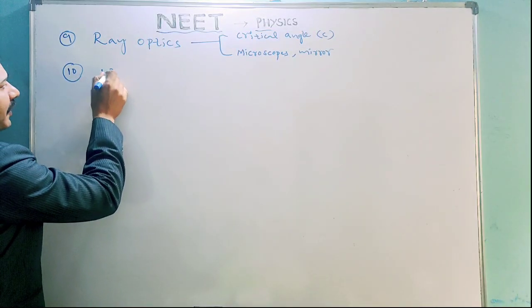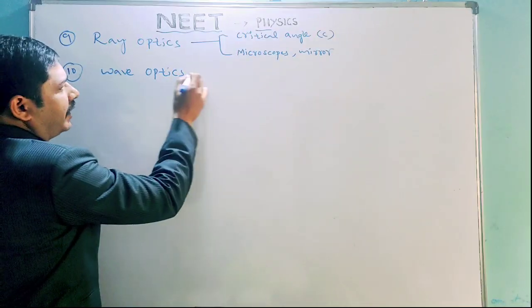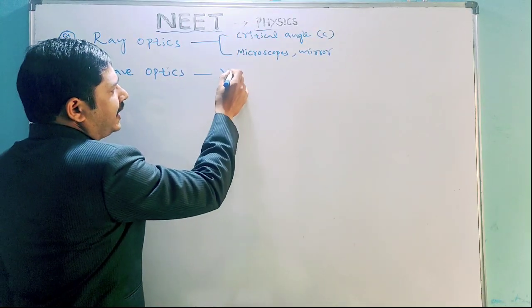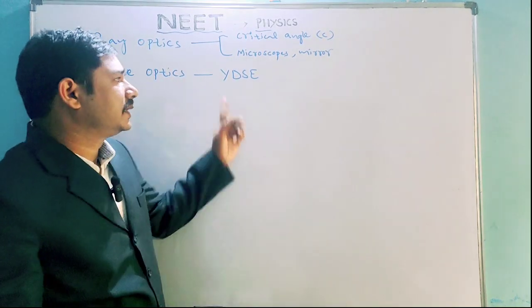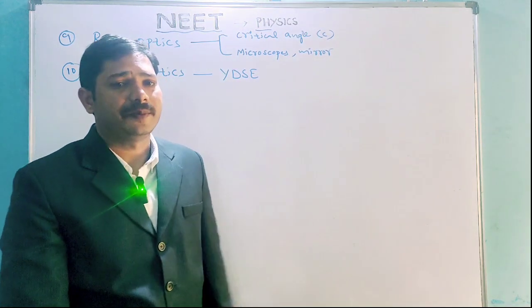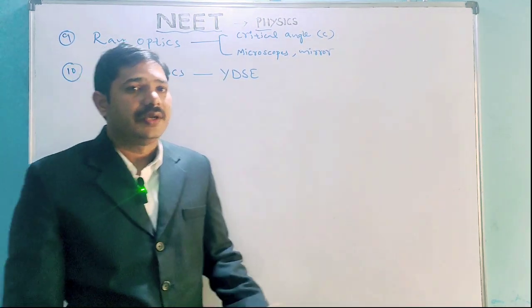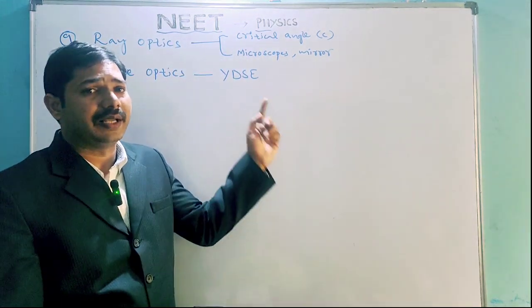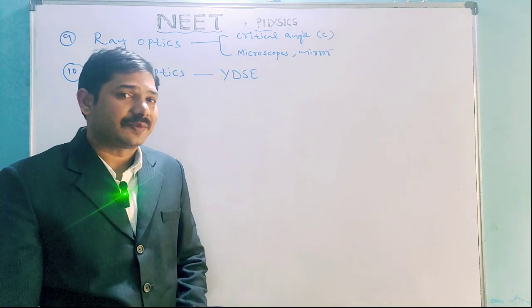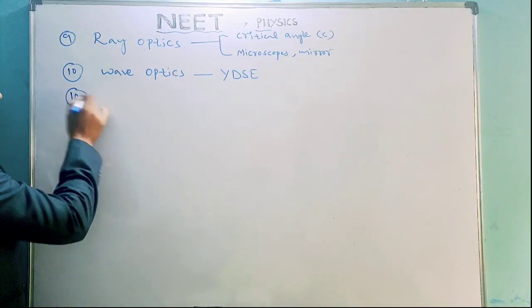In wave optics, YDSE, what is it? Young's double slit experiment problems are compulsory; regularly they are asking. If you observe previous questions, in every paper there are compulsory questions about Young's double slit experiment. Then the 10th one, electricity.